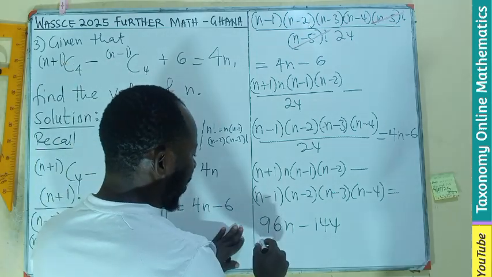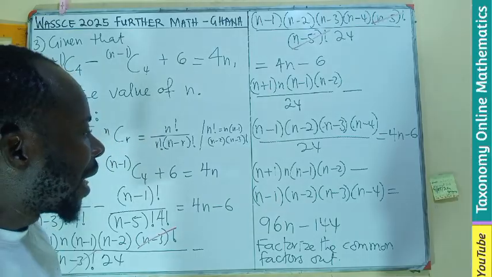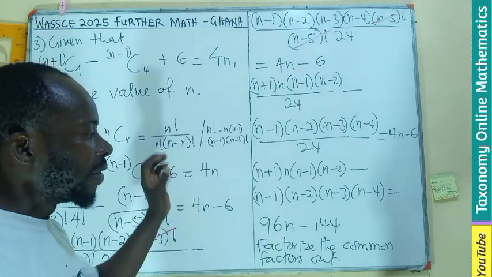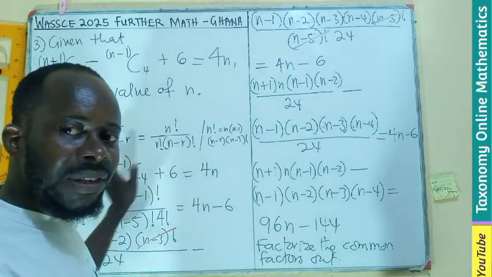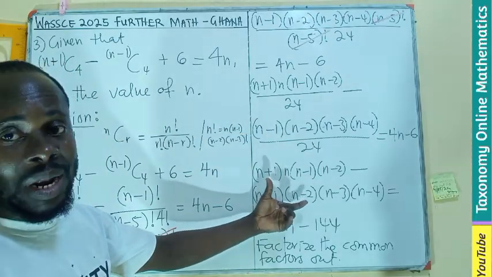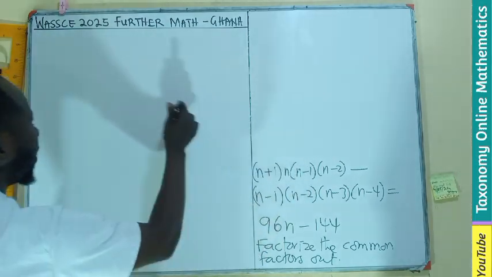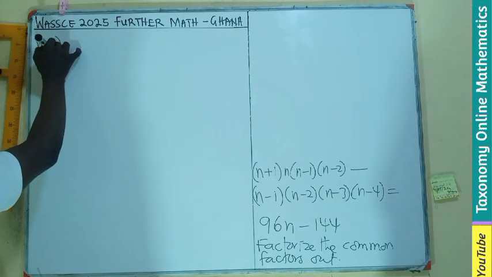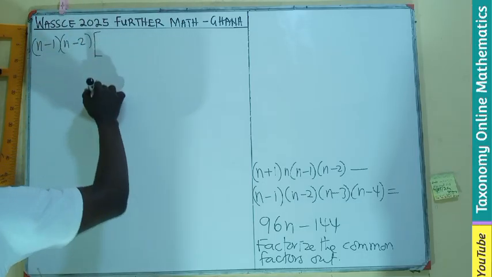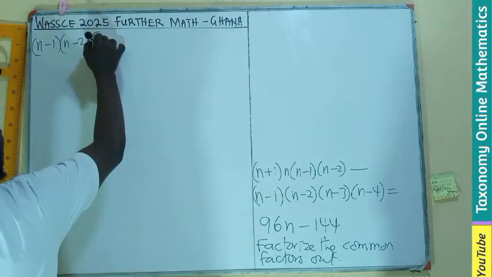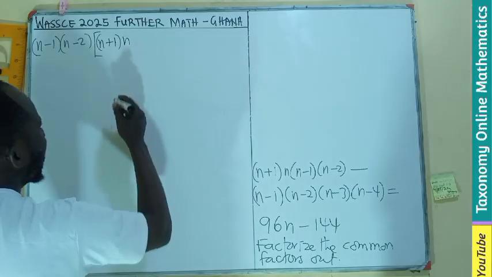So let's factorize the common factors out and see what is left. Keep track of all the steps, because all these steps will be cleaned up, so that we just hold on to the last one and start all over again. So let's factorize. We are picking n minus 1, n minus 2, multiplying whatever is left. I'm left with n plus 1, n, right? That's the only thing left there.